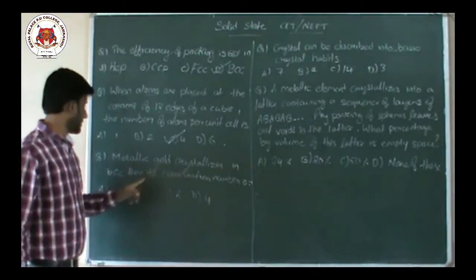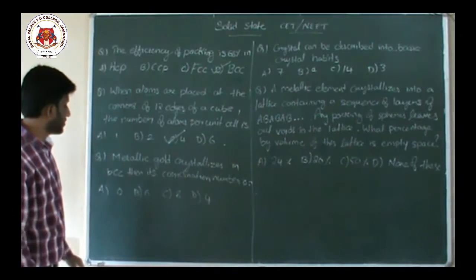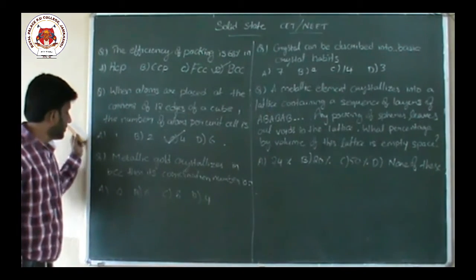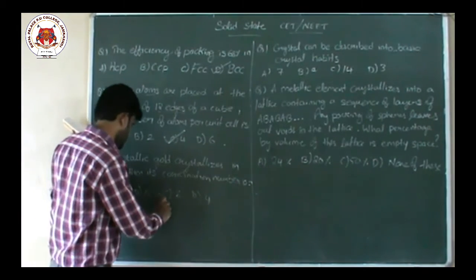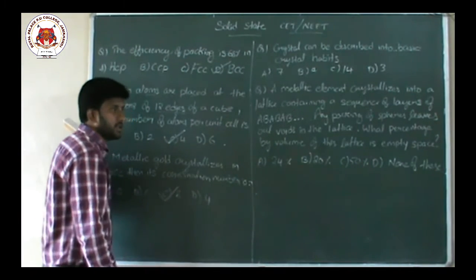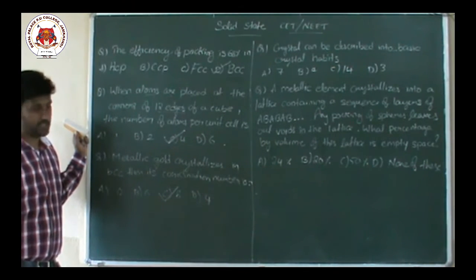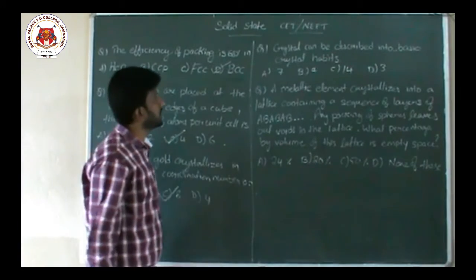Metallic gold crystallizes in BCC, then its coordination number will be? So, we need to understand BCC has coordination number 8. Generally, FCC and HCP coordination number is 12. BCC coordination number is 8. Okay? Next, going to the next one.